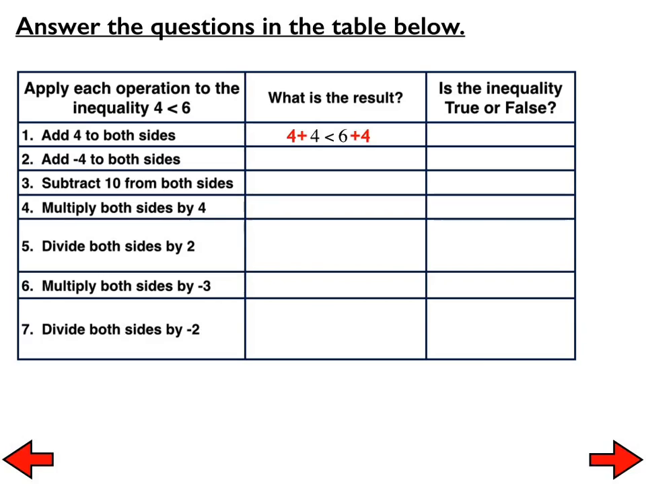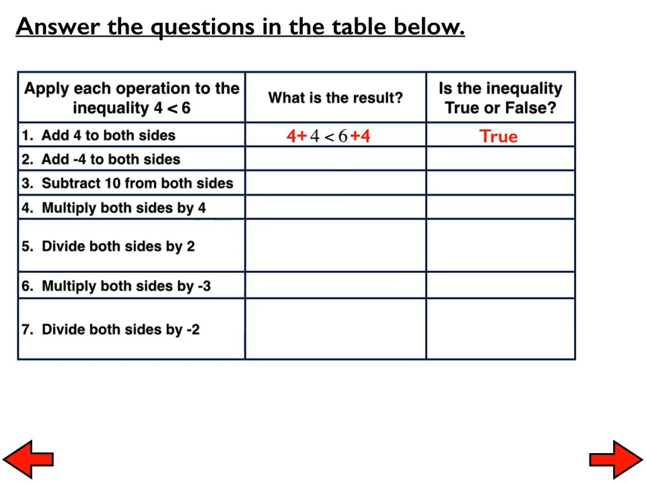We're going to take that and add 4 to both sides of it. Now the question is, is that still a true statement or is it now a false statement? Is it true or false? True. It's true because now we have 8 on the left-hand side and 10 on the right-hand side. 8 is still less than 10. That's a true statement.